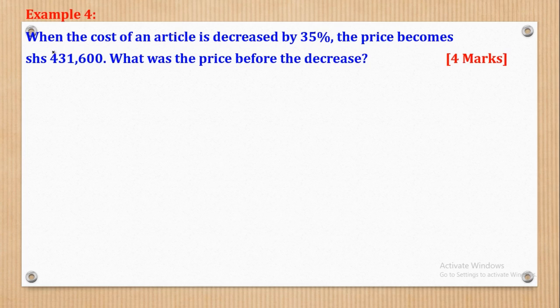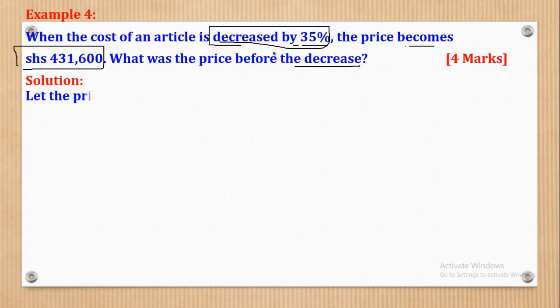Example 4 says, when the cost of an article is decreased by 35%, know that word decreased by 35%, the price becomes, know that word becomes this. So what does that mean? It means that this is now the new price. Then what was the price before the decrease? In other words, the old price. What you are going to do, we shall come here and say that let the old price be X.